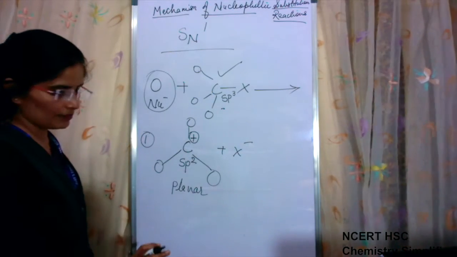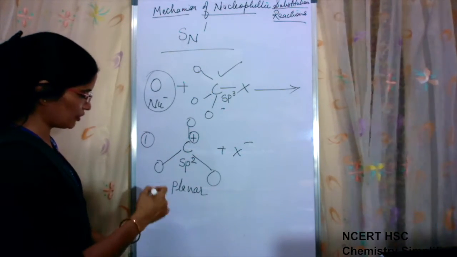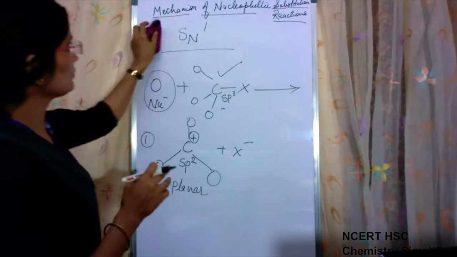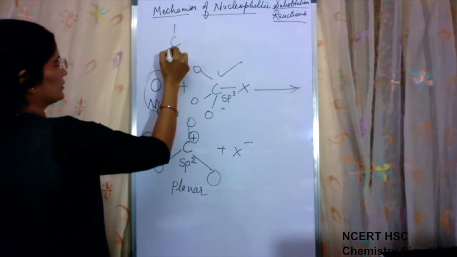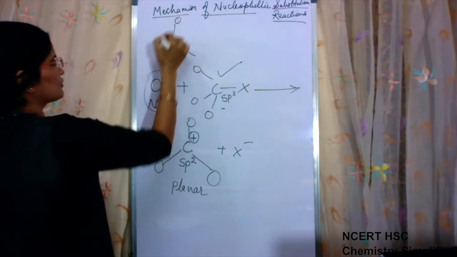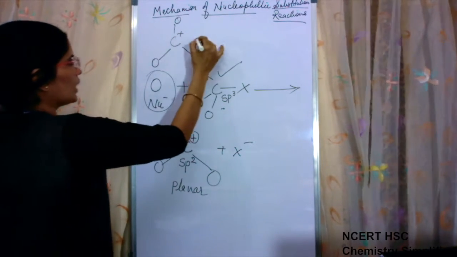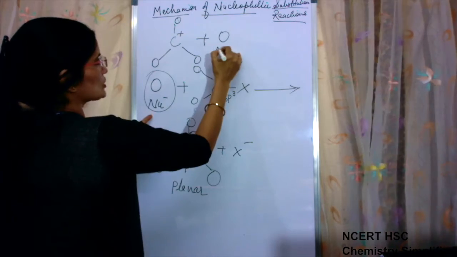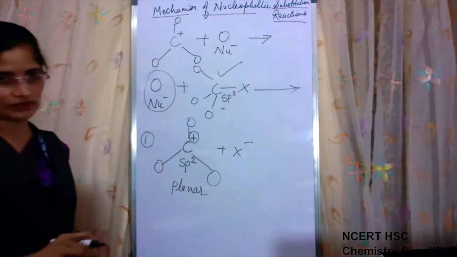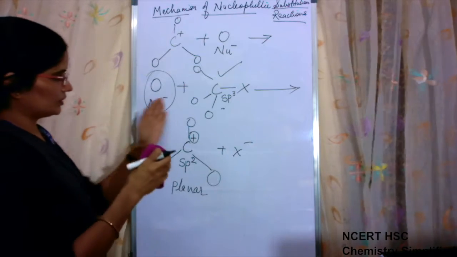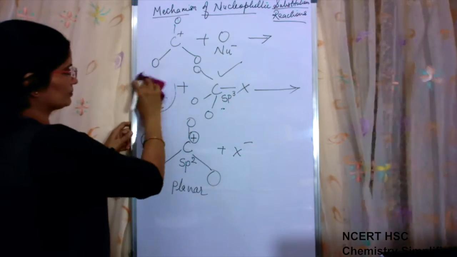Now this first step is over. In the next step, what is going to happen? This planar carbocation which is formed, the nucleophile is going to attack on it and the product will be formed. Okay, this you have done.